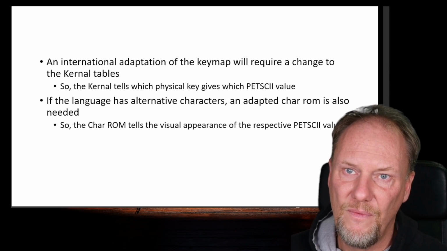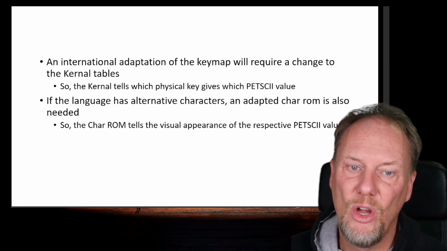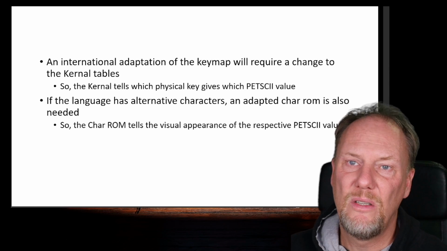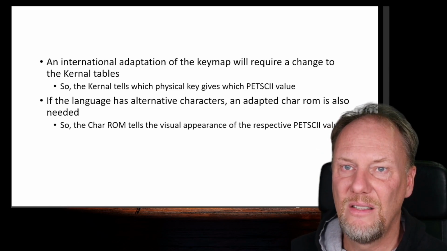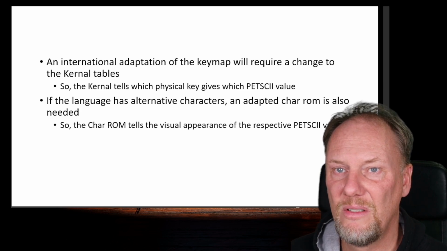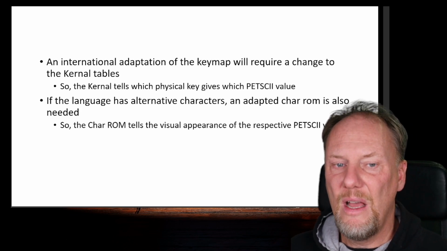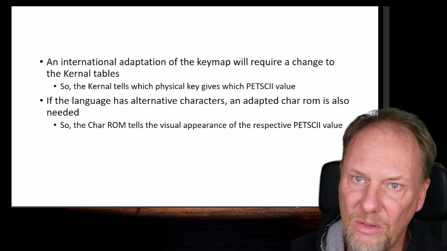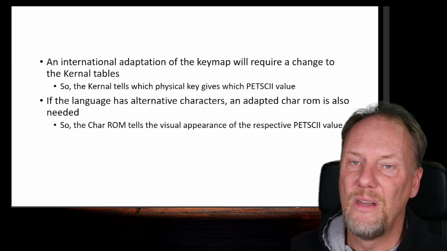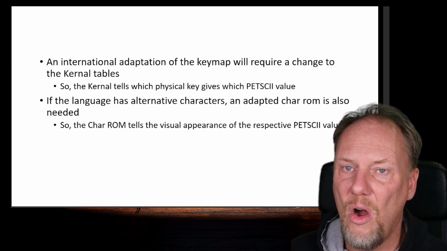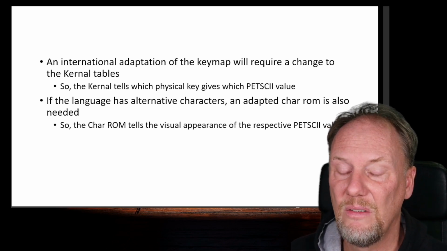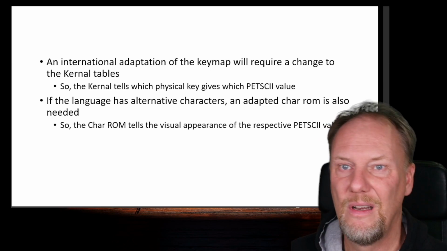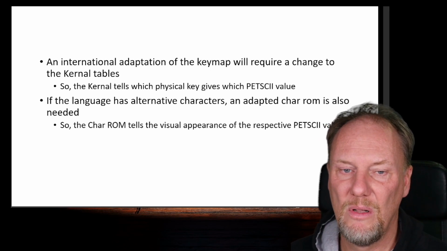One is the kernel key map, which makes sure that the keys are structured as they are in the national standard keyboard. And then you also have the character ROM to ensure that the national characters are there in the corresponding location to where they are expected in your national variant of the PETSCII table.